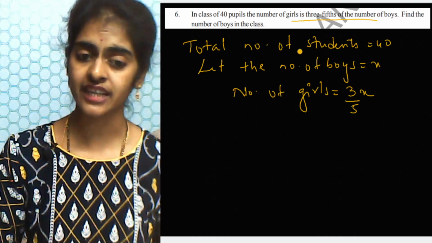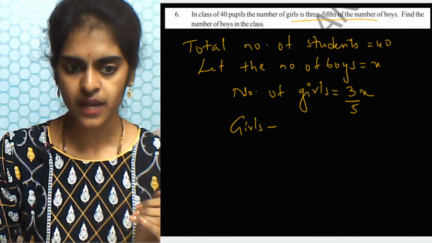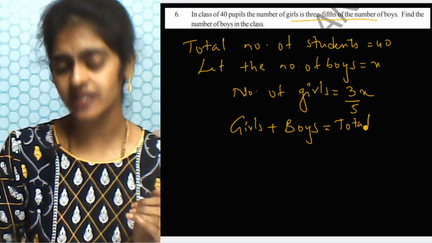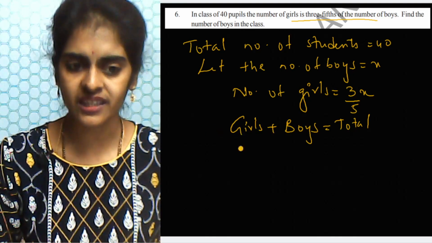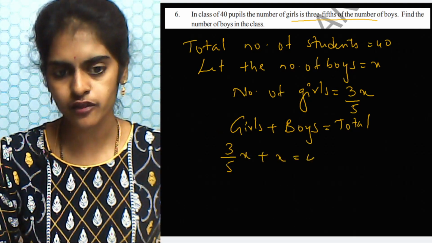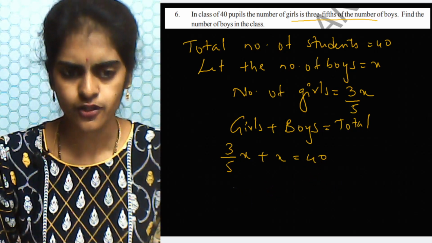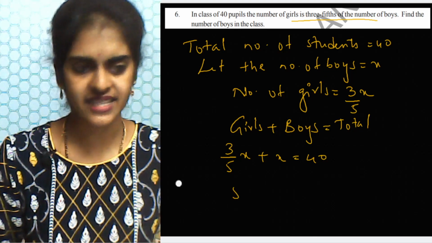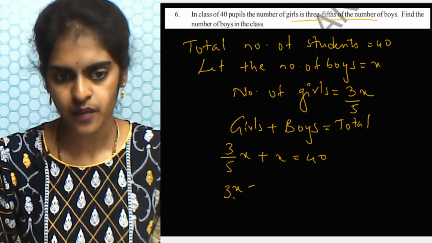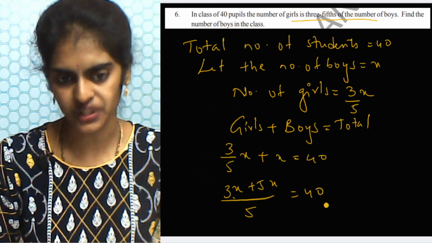But here it is given that the total number of students is 40. That means the number of girls plus the number of boys will give you the total students, isn't it? Girls is 3 by 5x, boys is x, and this will give you 40. Simplify this and you will get the answer. Just take the LCM. So 3x plus 5x divided by 5 is equal to 40.